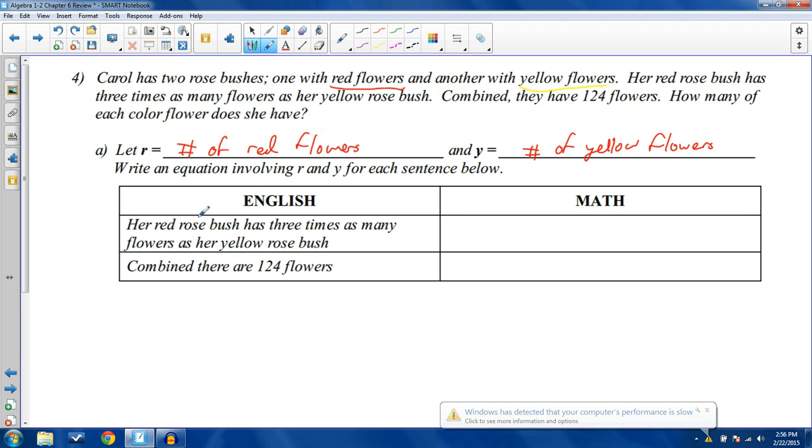So when we take her red rose bush, we're looking at a certain number of flowers within that bush. Okay, so the number of flowers in a red rose bush is not equal to the number of flowers in the yellow rose bush, but if we took the number of flowers in the yellow rose bush and multiplied it by 3, we would get the equivalent of the number of flowers in the red rose bush. Let's use real numbers as an example.